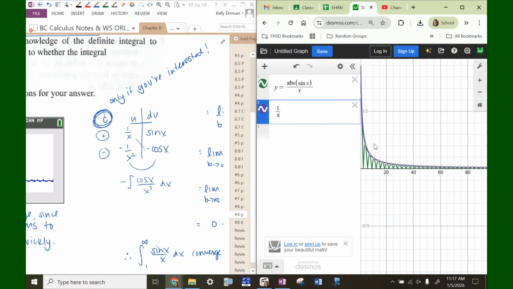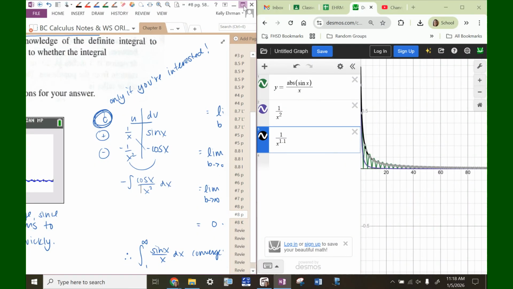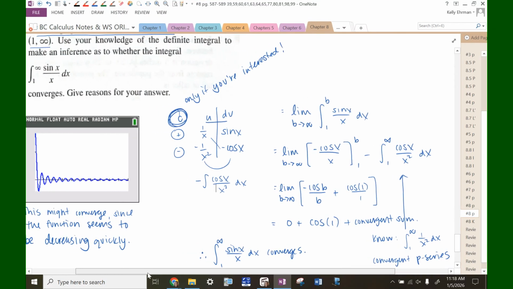Now this one diverges, so that doesn't help me very much. How does it compare to 1 over x squared? So it's falling somewhere between. 1 over x squared converges for sure. Anything bigger than 1 over x, like 1 over x to the 1.1, this is sitting above, right? So it's kind of hard to tell. What would your guess be? Does this converge or diverge?